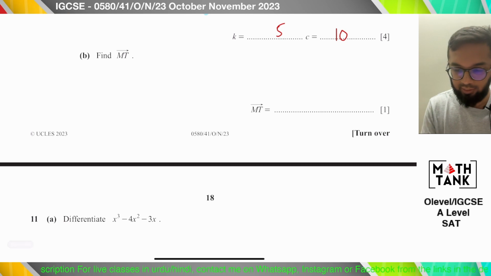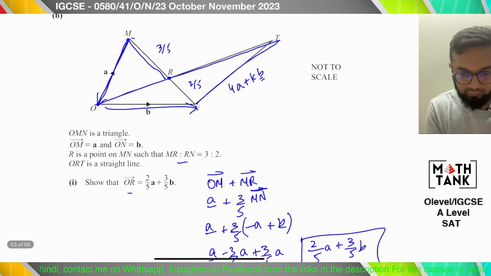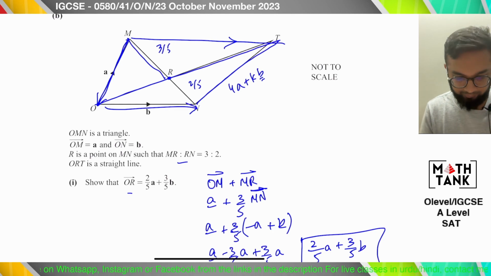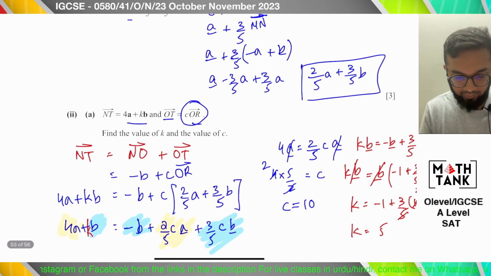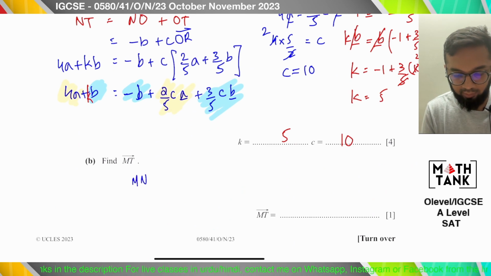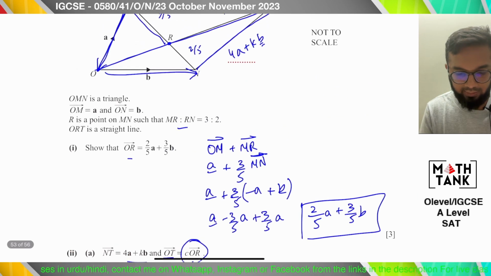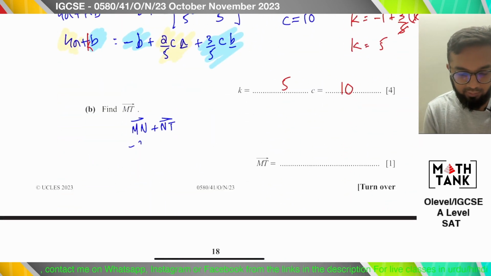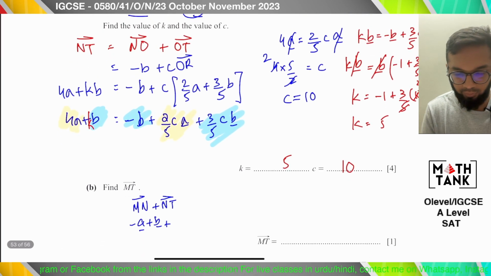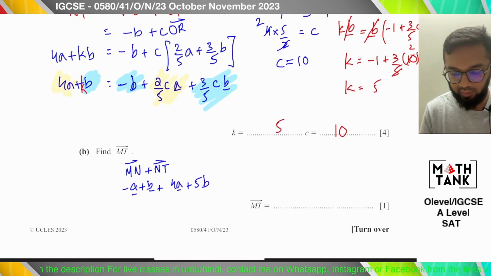Okay. Find MT. There's another one. Oh, M to T. So I just found out NT. So I can go from MN plus NT. MN is minus A plus B. That's what we figured out earlier. And NT is now 4A plus 5B. That gives me 3A plus 6B.